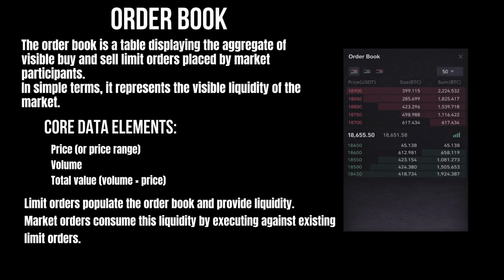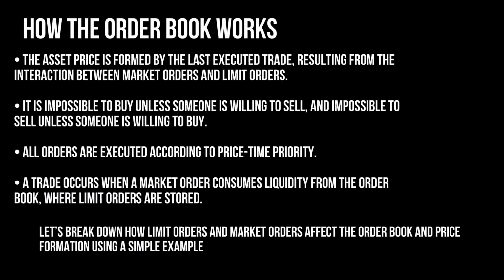Limit orders are added to the order book, increasing overall market liquidity. When a limit order is placed, it remains in the order book until it is executed. Market orders, on the other hand, consume this liquidity. When a market order is submitted, it removes available liquidity from the order book, whether it is a buy or sell order. Liquidity represents the balance between supply and demand. The lower the liquidity, the higher the volatility, and the higher the liquidity, the more stable price movements tend to be.